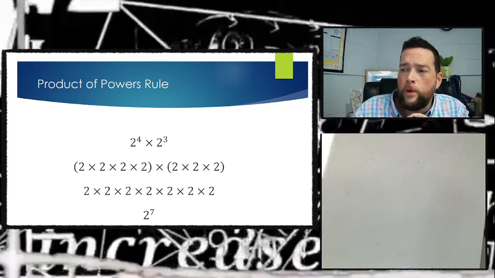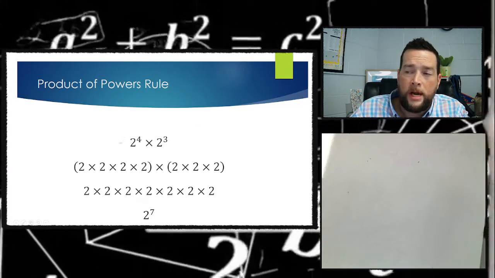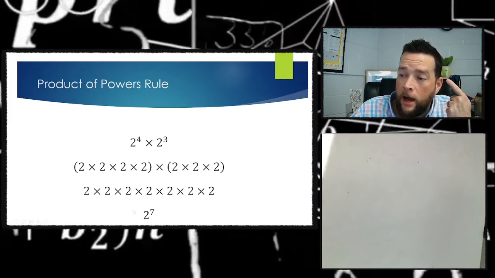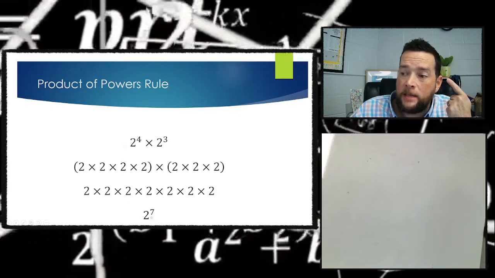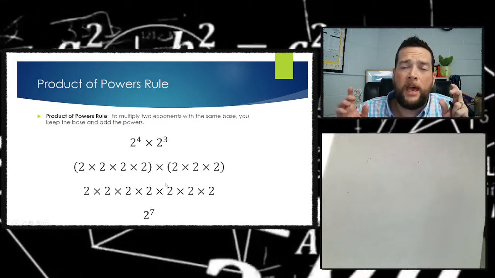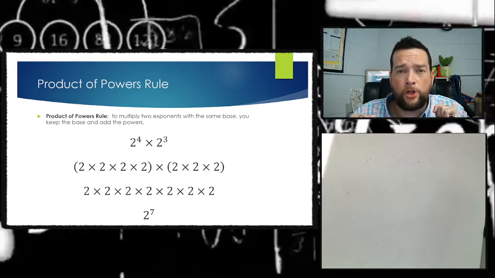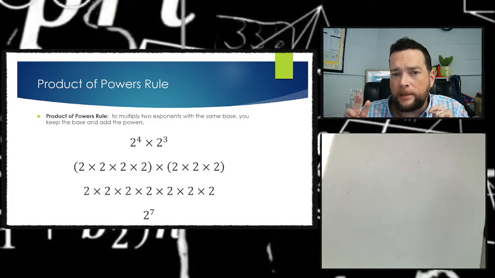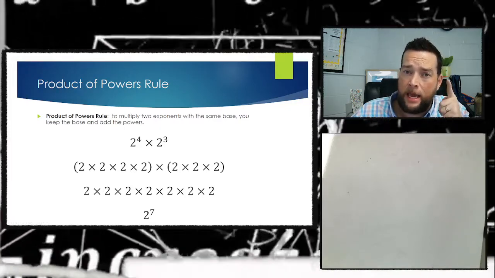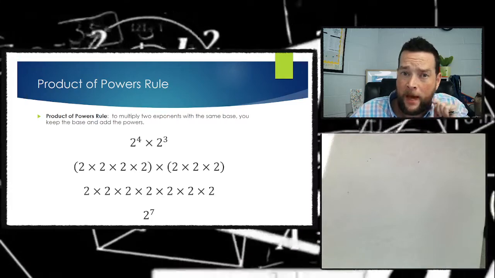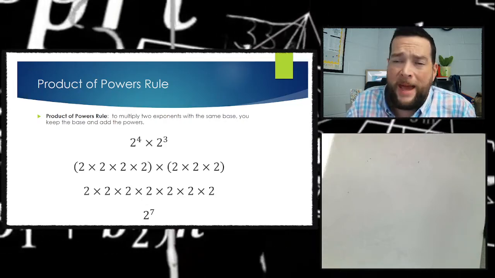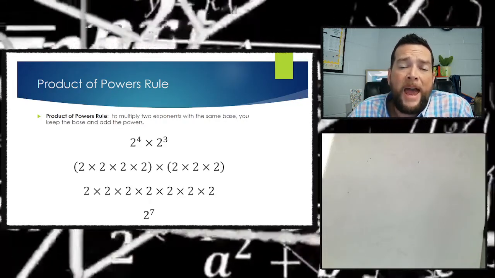Now go back and look at the original problem. 2 to the power of 4 times 2 to the power of 3. And see if you can make the connection in your own mind for how that's the same as 2 to the power of 7. Hopefully you said that you can add the powers. Here's the rule. To multiply two exponents with the same base, that is key, it has to be the same base. If it's not the same base, you cannot apply this rule. To multiply two exponents with the same base, you keep the base and you add the exponents or add the powers.